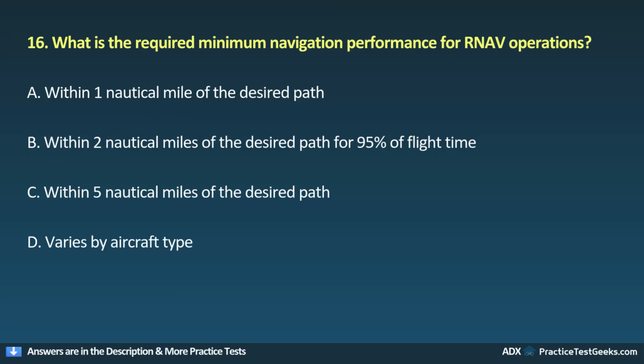16. What is the required minimum navigation performance for RNAV operations? A. Within 1 nautical mile of the desired path. B. Within 2 nautical miles of the desired path for 95% of flight time. C. Within 5 nautical miles of the desired path. D. Varies by aircraft type.